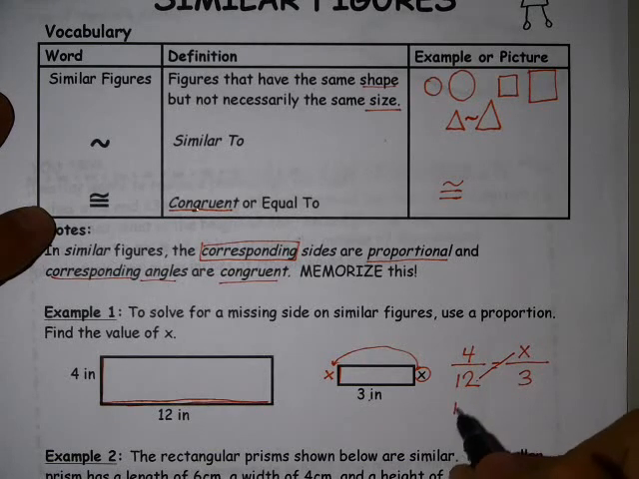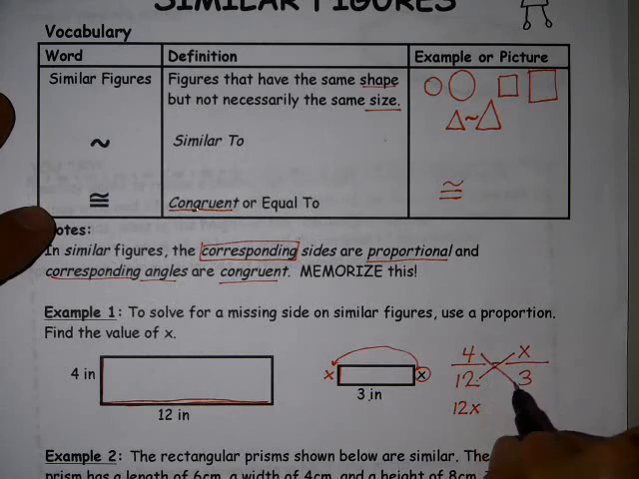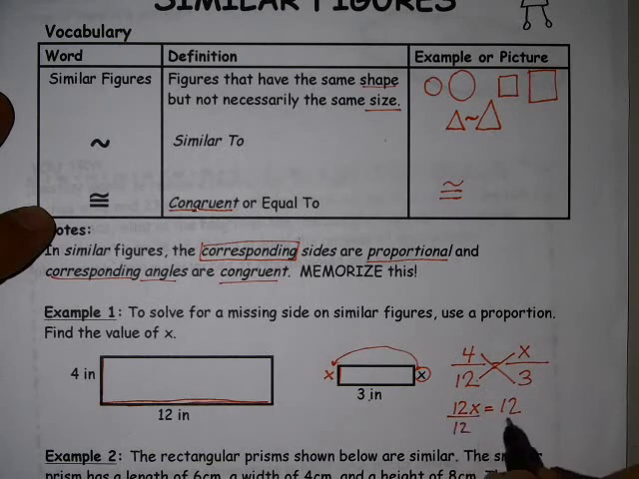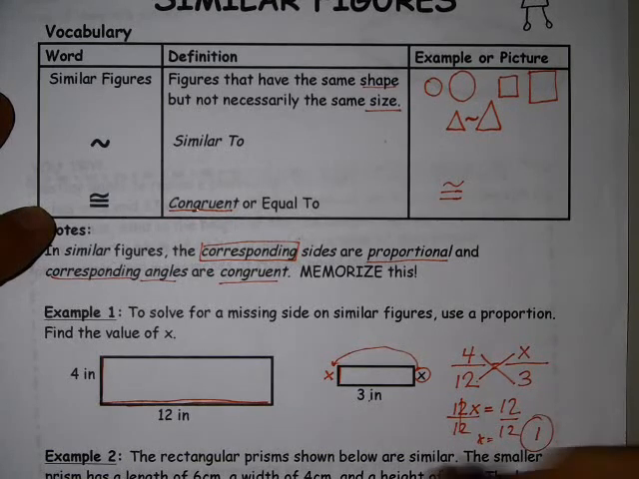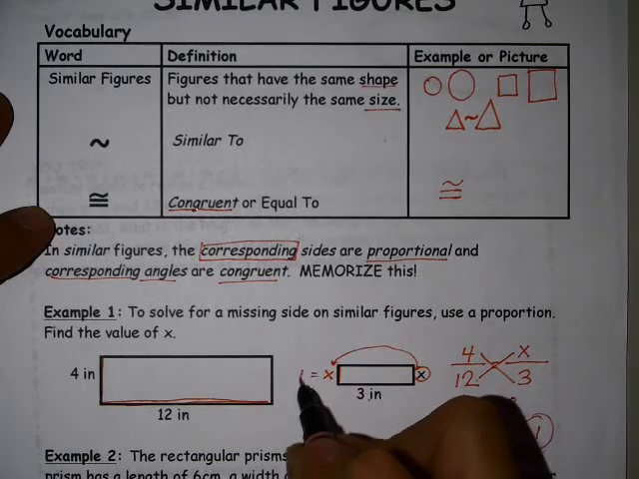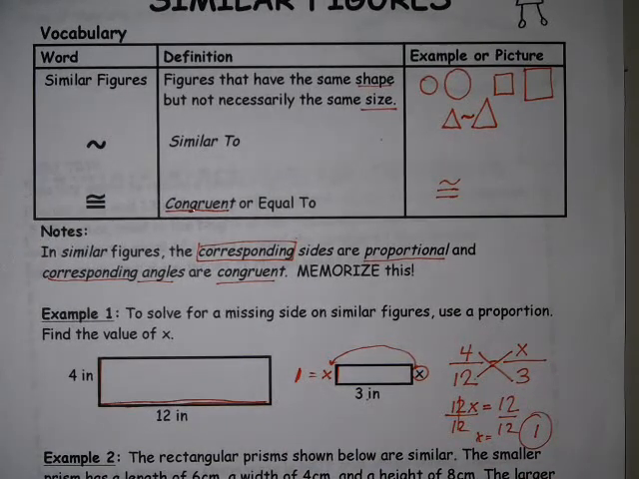So 12 times x is 12x. 4 times 3 is 12. And when I divide both sides by 12, I get an answer of 1. So this side right here is 1. Okay, and from there we could be asked a lot of questions.